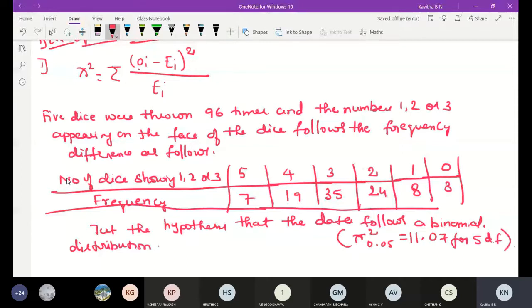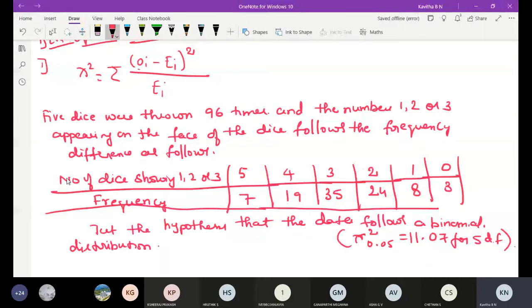Here frequency is given. We have to find the expected frequency. This is the observed frequency: number of dice showing 1, 2, with 19, 35, 24, 8 and 3. Okay, means we have to find the expectation.